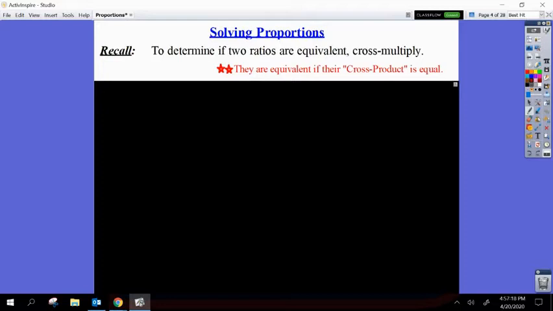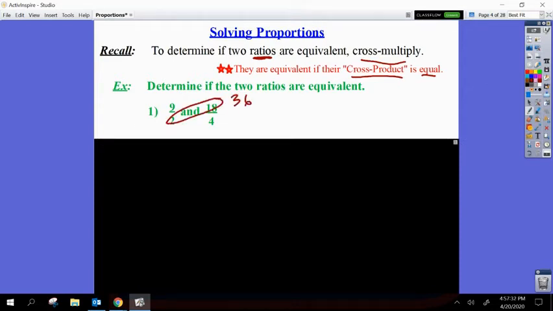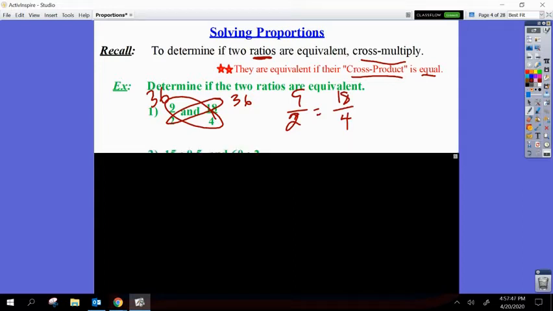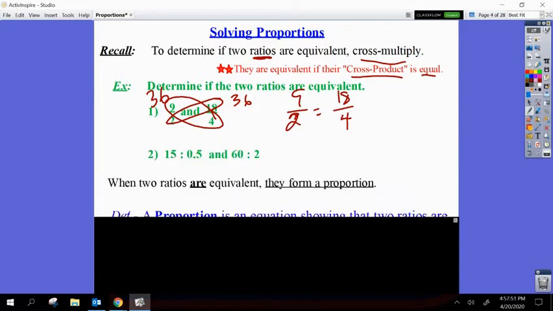As I just mentioned, if two ratios are equivalent, two fractions are equivalent, you cross multiply, and if their cross product is equal, then it is a proportion. So to determine if they're equivalent, all you have to do is cross multiply. 2 times 18, that's 36. 9 times 4, that's also 36. So if I had 9 over 2 is equal to 18 over 4, this would be a proportion because the cross products are equal. They divide to be the same number, 4.5 and 4.5, but the cross product thing is what we want to pay attention to for today.